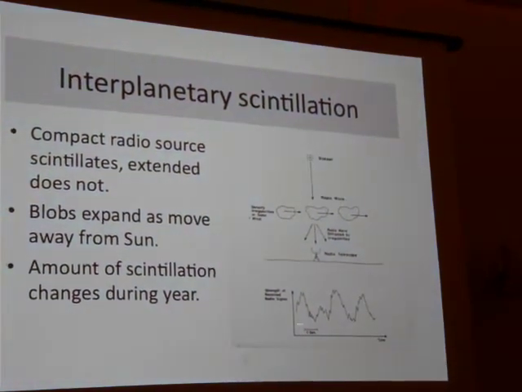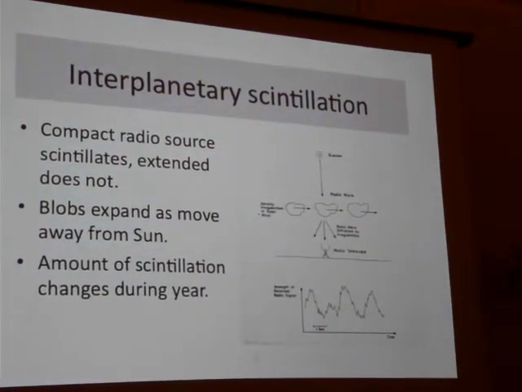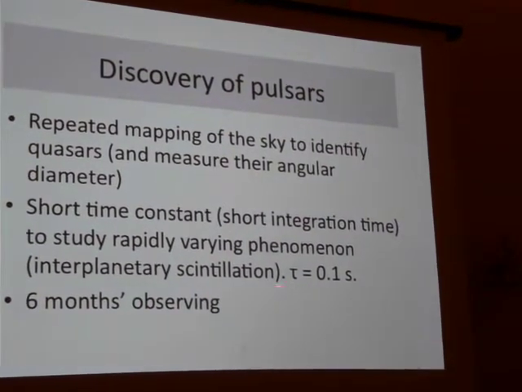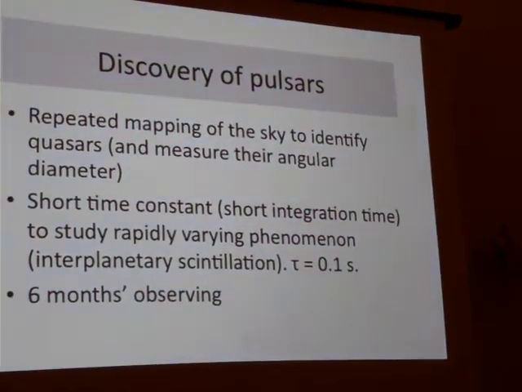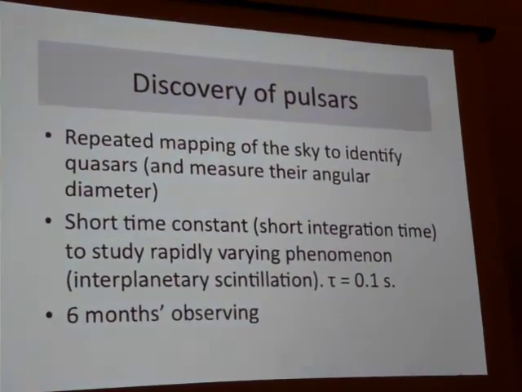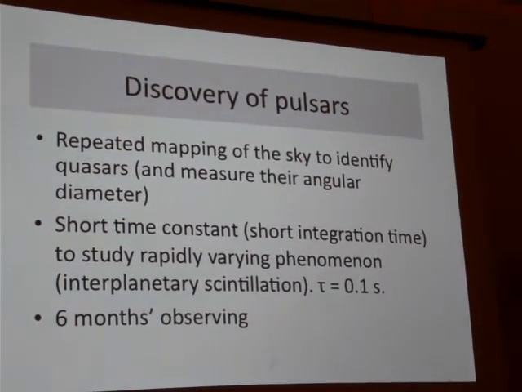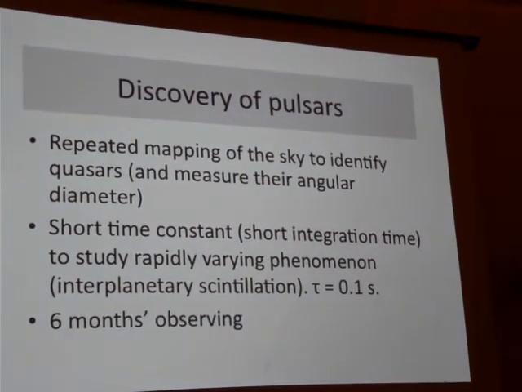And this shows what a time constant or exposure time of 1 second would look like. We, in this observation, used 1/10 of a second, so we could track the scintillations. We could see the fluctuations very well. And that also is important for the discovery of pulsars.